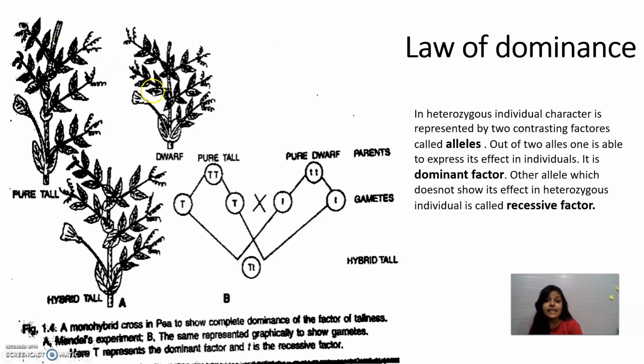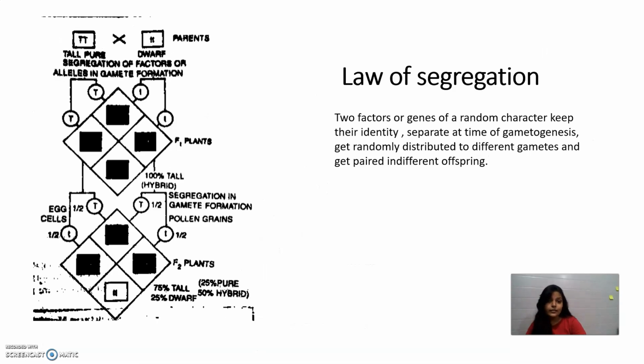You can see here the example of the height of the pea plant. Here you can see the pure tall variety and the dwarf variety. We crossed the pure tall and the dwarf varieties, and in the F1 generation he got hybrid tall plants which are all tall. This means the character of tallness shows complete dominance. The exceptions to this law of dominance are incomplete dominance and codominance, which we'll be studying in the allelic interactions. Let's proceed forwards.